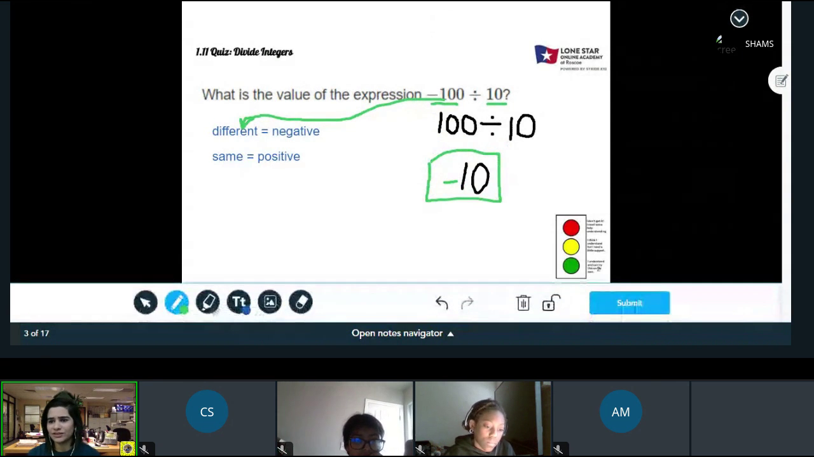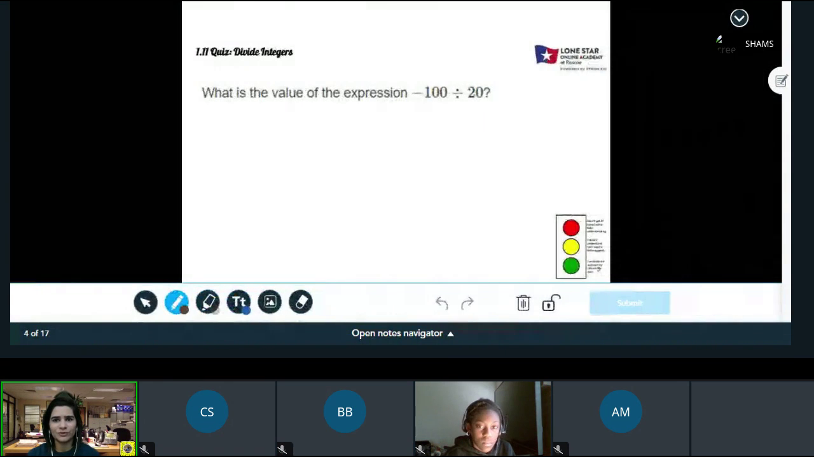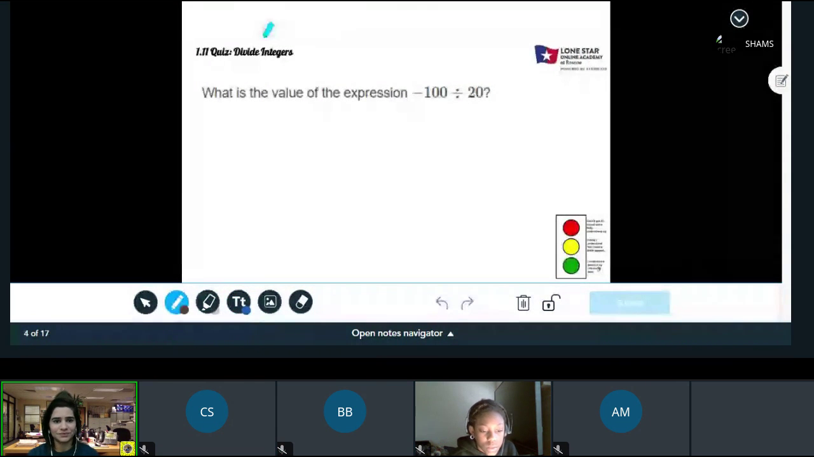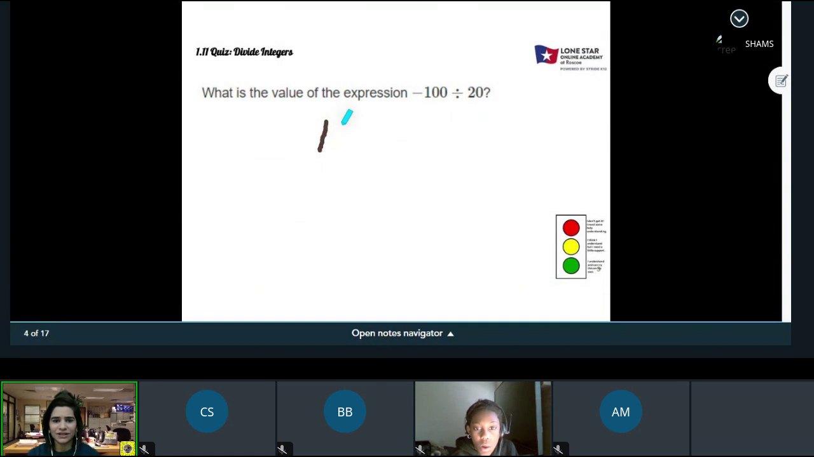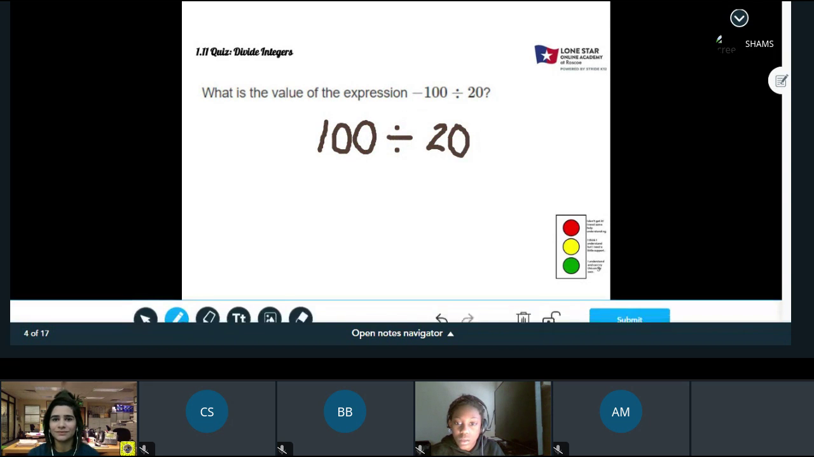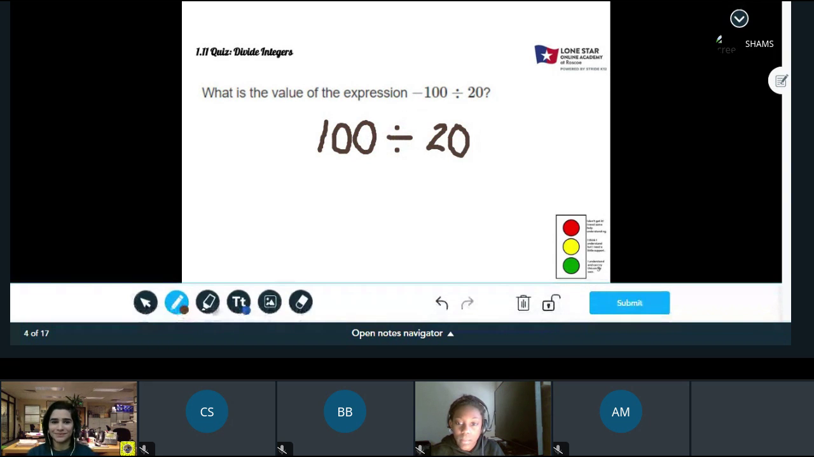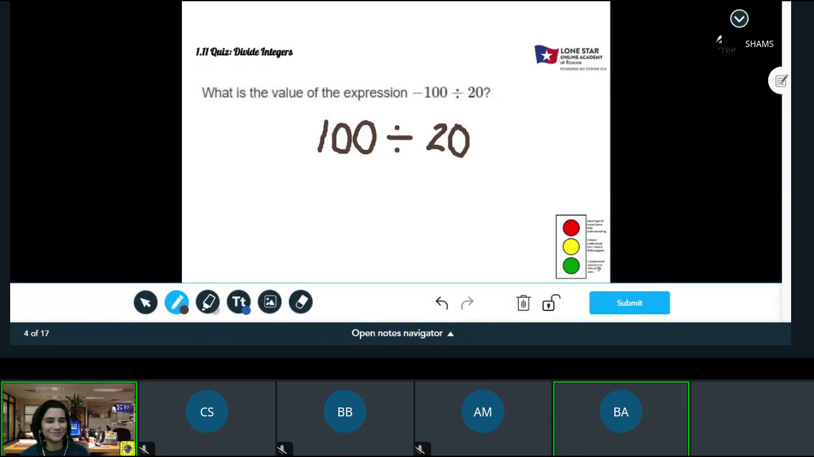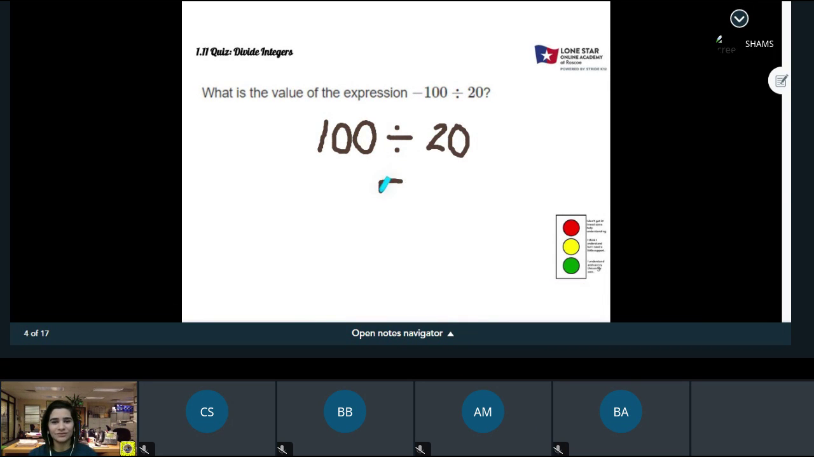Let's move on and practice maybe a few more before we look at some word problems that are in this quiz. Another question. I am going to just copy the question down without any signs and try to figure out the answer. How much is 100 divided by 20? Count by 20s and tell me. 5. Excellent. 100 divided by 20 is 5.